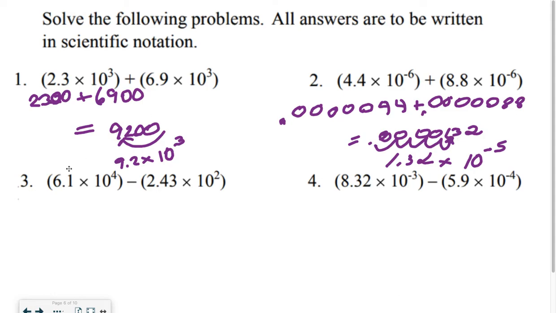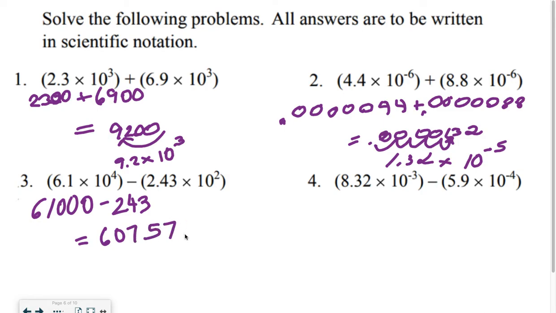For the subtraction, same deal. So we're going to swing our exponent 4 to the right. So 1, 2, 3, 4. Minus, we're going to swing 2 to the right. Combining these, we get 60757. And then we're going to move in 1, 2, 3, 4. 6.0757 times 10 to the 4th power. Left increases.